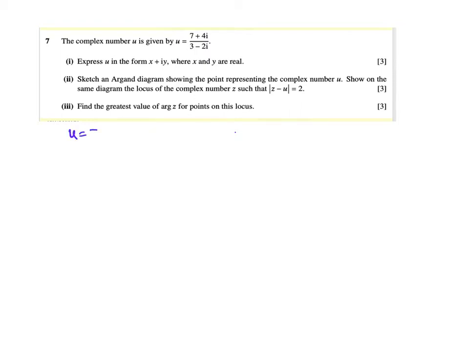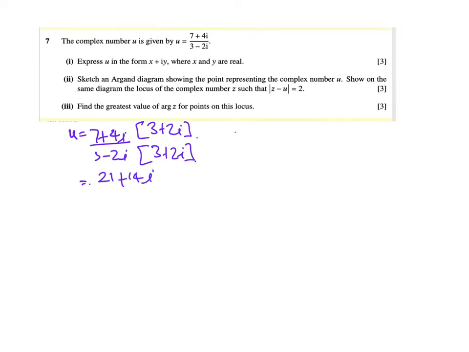So u is given by 7 plus 4i over 3 minus 2i. Multiply this by the conjugate of 3 minus 2i, which is 3 plus 2i, and do the same to the numerator. From there we get 21 plus 14i plus 12i plus 8i squared over 3 times 3 is 9, plus 6i minus 6i minus 4i squared.